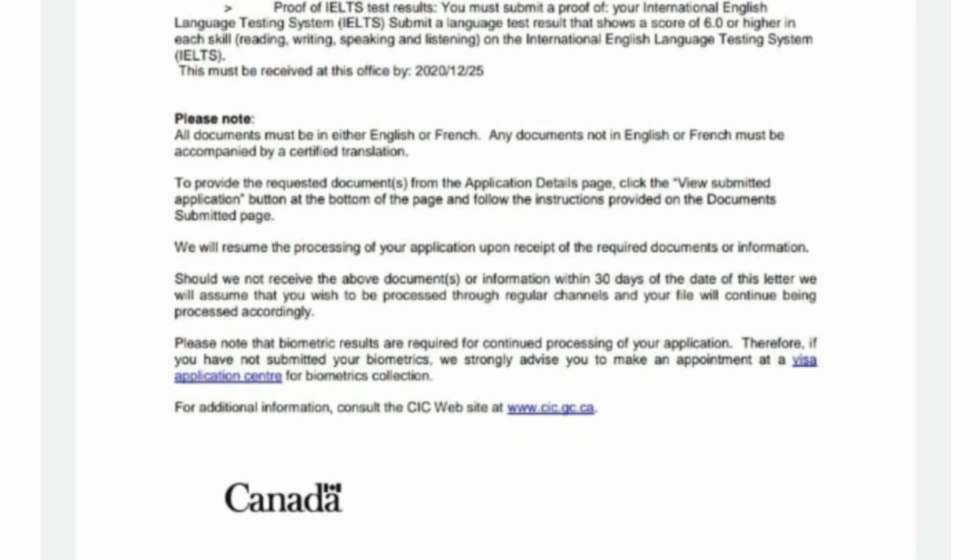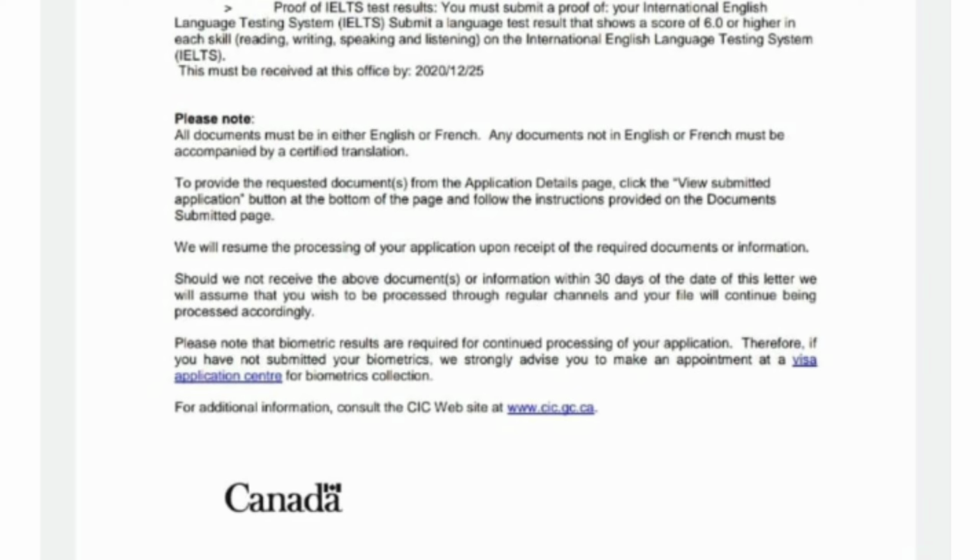Any document not in English or French must be accompanied by a certified translation. To provide the requested document from the application details page, click the View Submitted Application button at the bottom. So let me go to the last one, the next paragraph. We will resume the processing of your application upon receipt of your required documents or information.